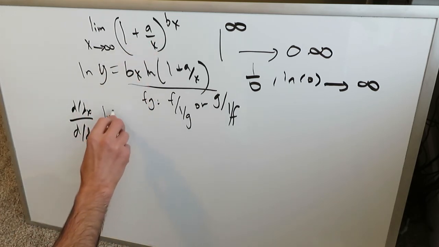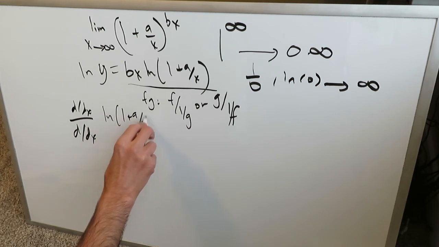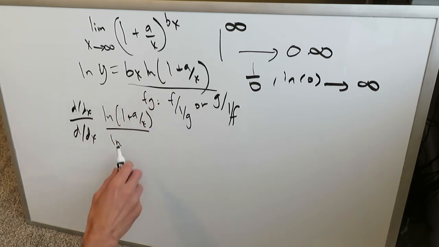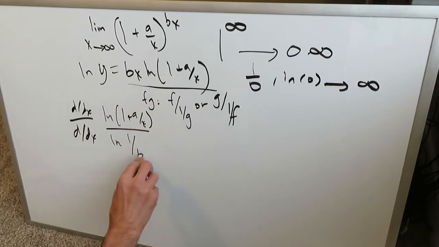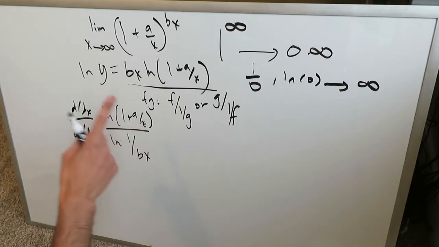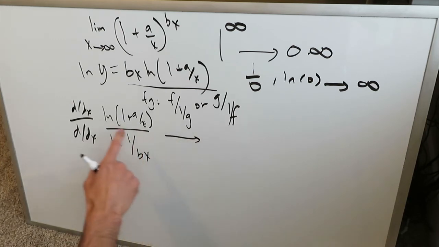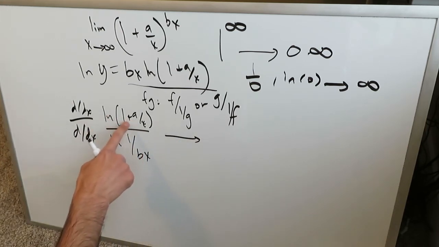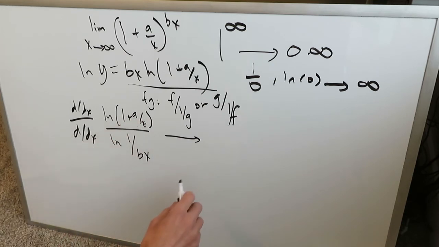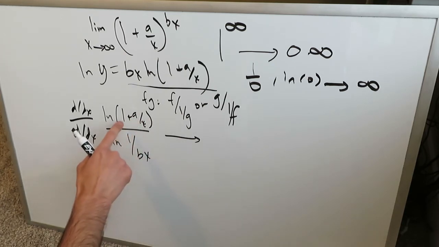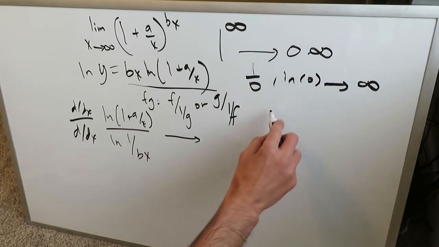You'll do the derivative of the numerator, 1 plus a over x, and you'll do the derivative of the denominator, which will be 1 over bx. Now you have to do the derivative with regards to the variable x. When you do the derivative of the numerator, you'll get natural log u and then the derivative of this u substituent. You'll basically get the derivative of 1 plus a over x. You're thinking of this in this way.